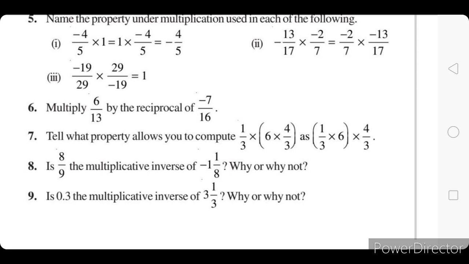Just to see, convert into improper fraction. Minus 1, 1 upon 8, it will be 8 ones are 8 and 1, 9. Minus 9 upon 8 is the multiplicative inverse. It cannot be multiplicative inverse, because in 8 upon 9 minus sign is not there, but in that number minus is there. But in multiplicative inverse, minus sign is not changed. 9th sum, this you can do, I think, yourself. 0.3 the multiplicative inverse of 3, 1 by 3, why or why not? Do yourself. Think and do.